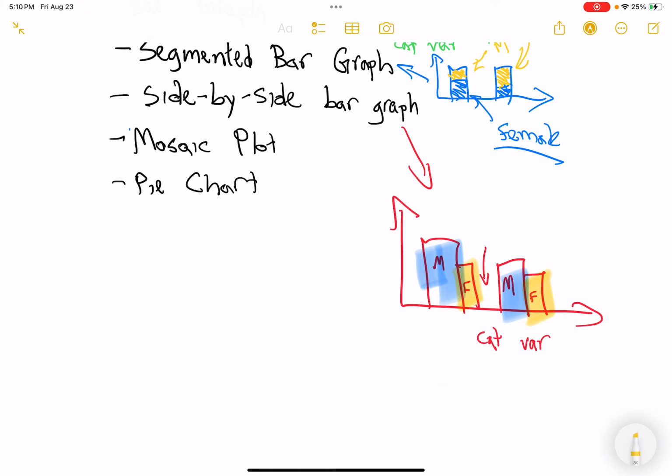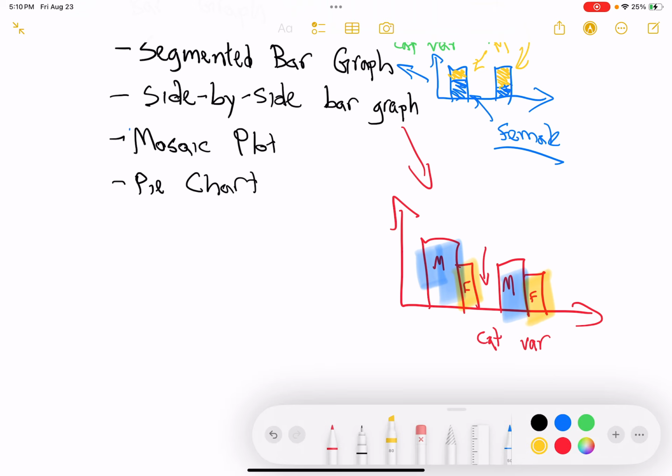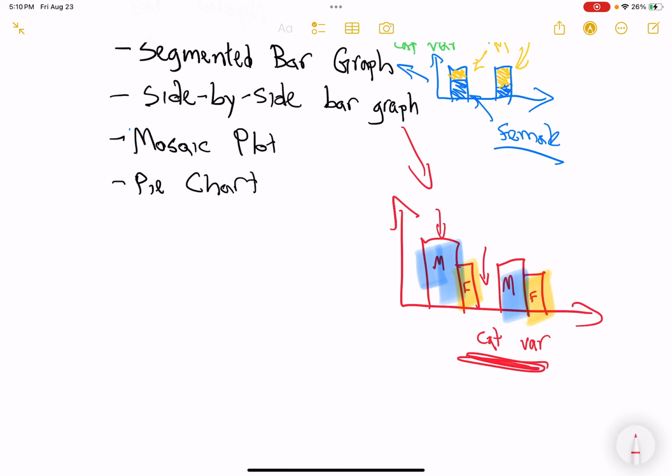So again, same idea. They accomplish very similar things, the segmented bar graph and the side-by-side bar graph. It all comes down to whether people feel like that is visualizing the data well. And again, in this case, we are measuring two variables, whatever is going on this x-axis and whatever is going on between the two bars.